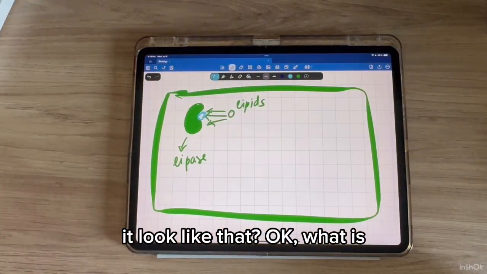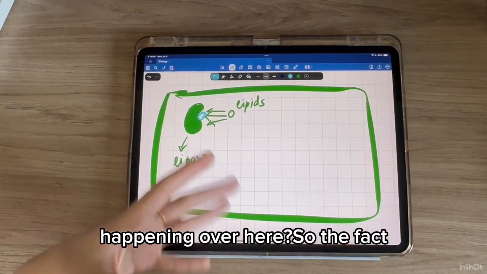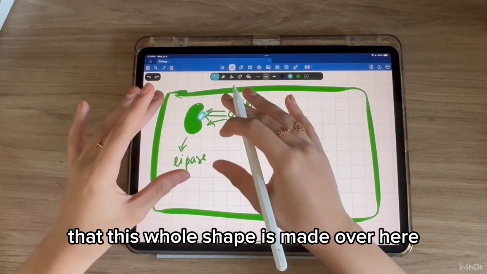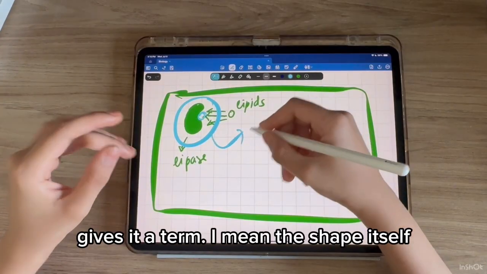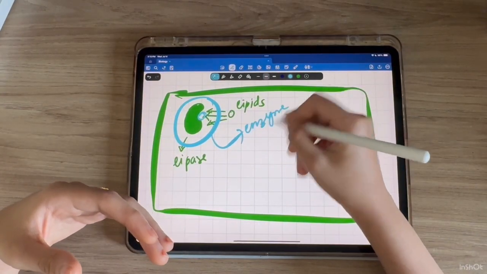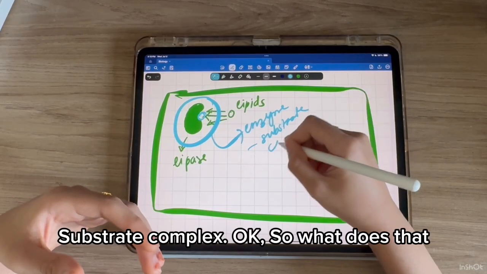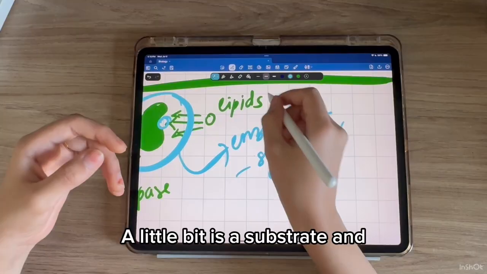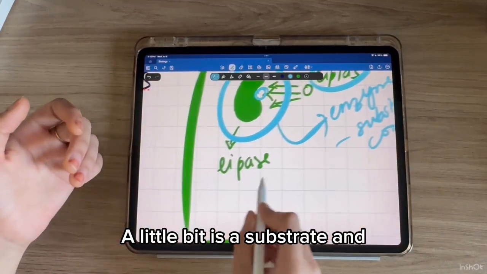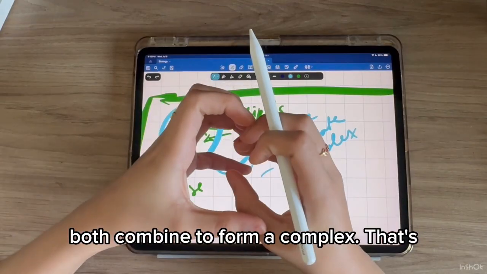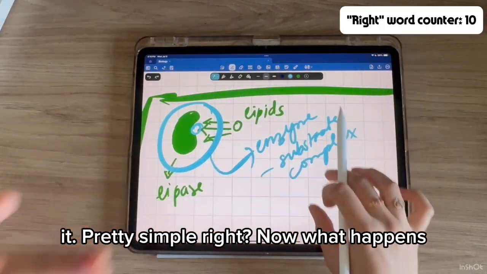Now why does it look like that? What is happening over here? The fact that this whole shape is made gives it a term. The shape itself has a term, which is the enzyme substrate complex. So what does that mean? This is a substrate. A lipid is a substrate and lipase is an enzyme. So they both combine to form a complex. That's it. Pretty simple, right?